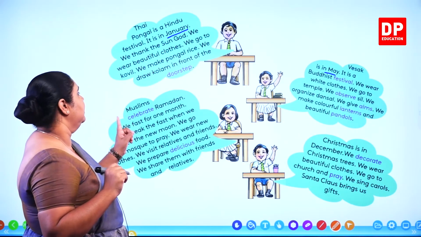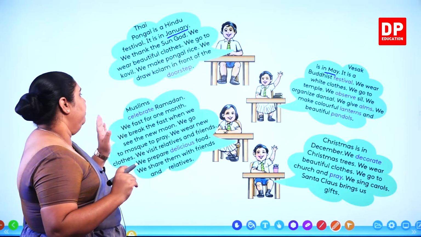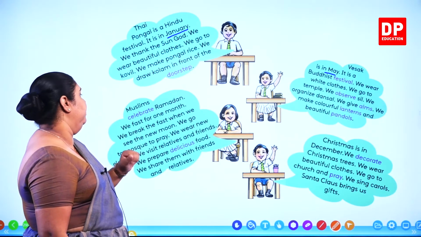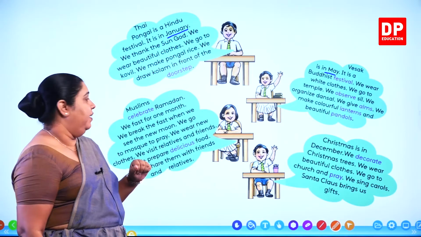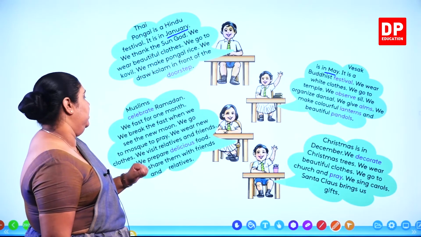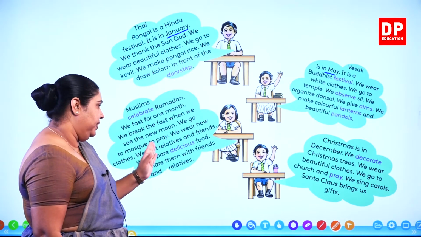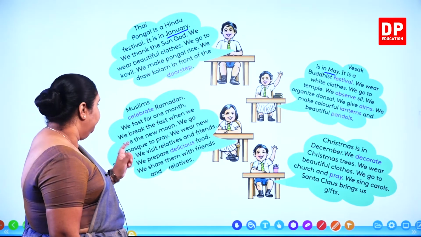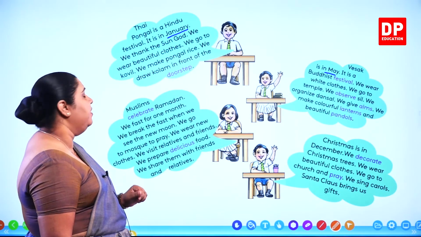Ramazan. Muslims celebrate Ramadan. We fast for 1 month. We break the fast when we see the new moon. We go to mosque to pray. We wear new clothes. We celebrate. We visit relatives and friends. We prepare delicious food. We share them with friends and relatives.